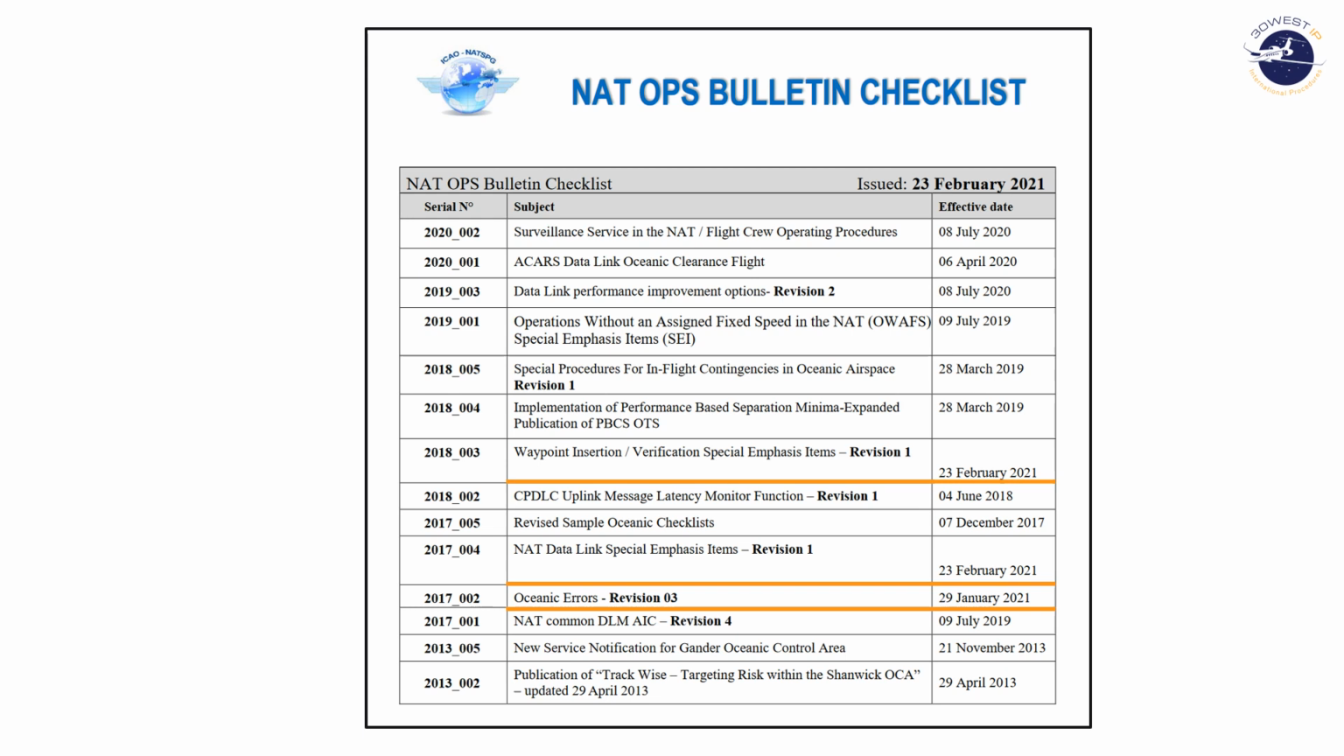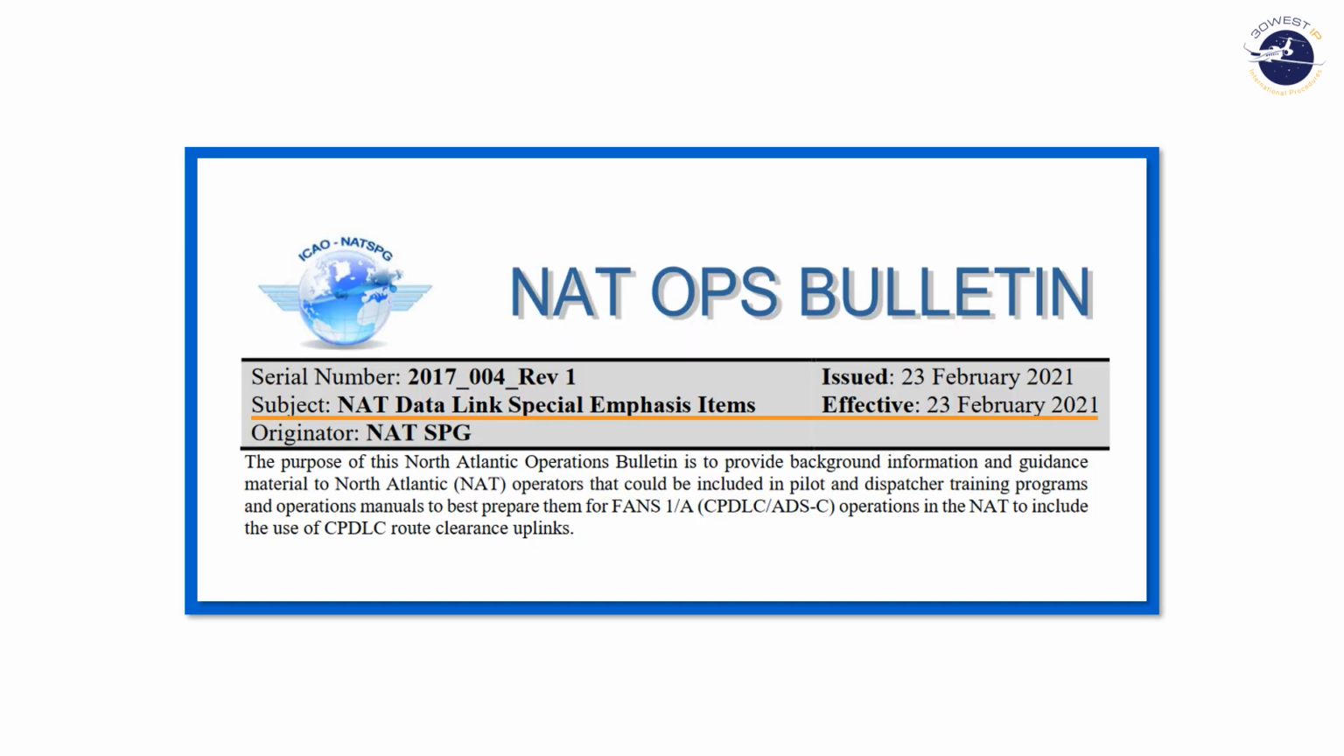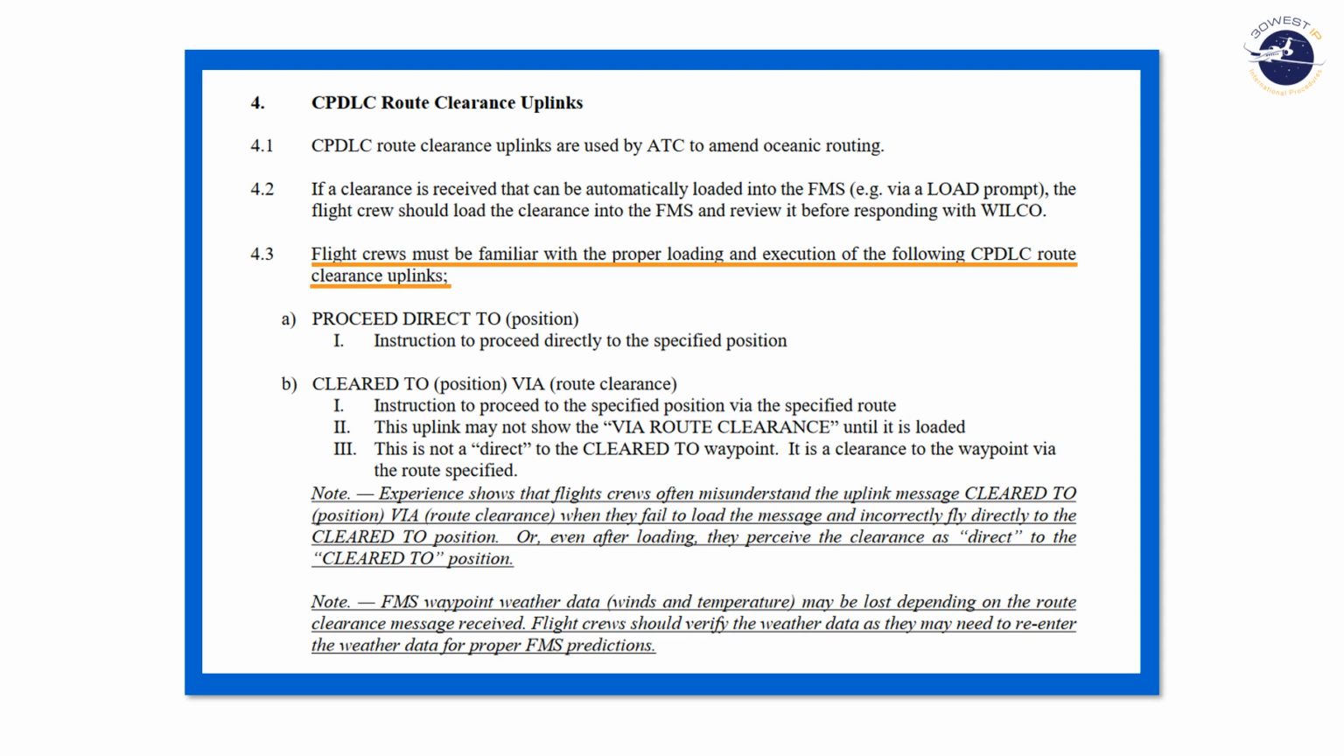In fact, all 3 of these bulletins have been updated within the last 6 weeks, and they each address route clearance uplinks, or push-to-load flight plans. The NAT Datalink Special Emphasis Items Bulletin provides background information and guidance that operators could use in their pilot and dispatcher training programs. Section 4 points out that flight crews must be familiar with the proper loading and execution of these following route clearance uplinks.